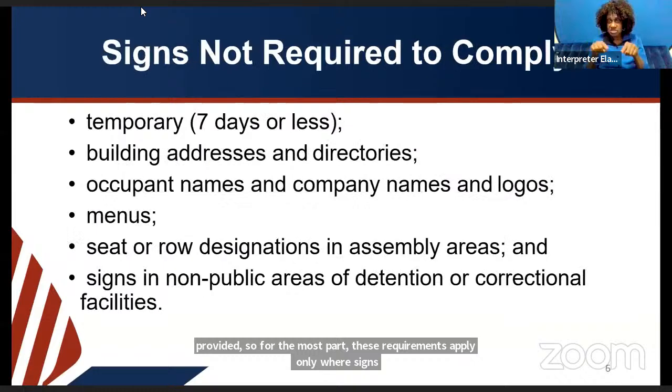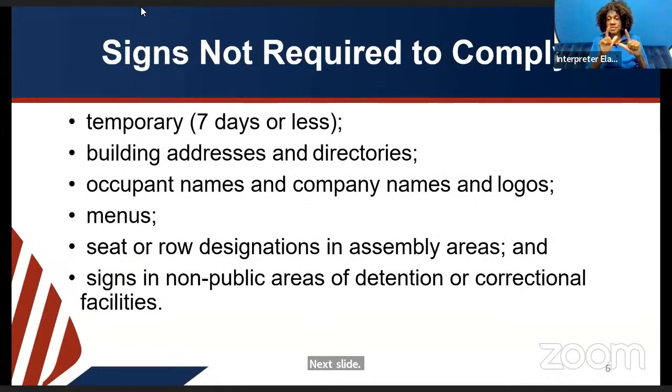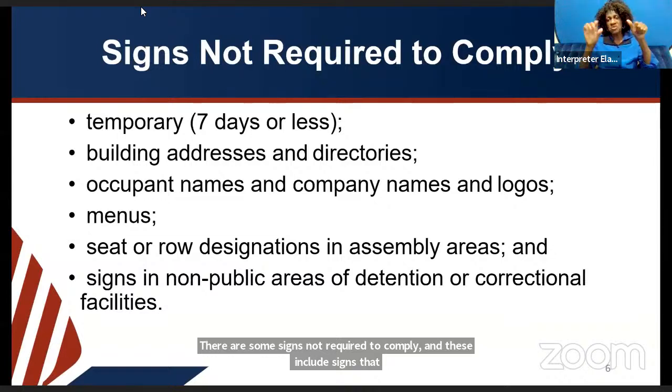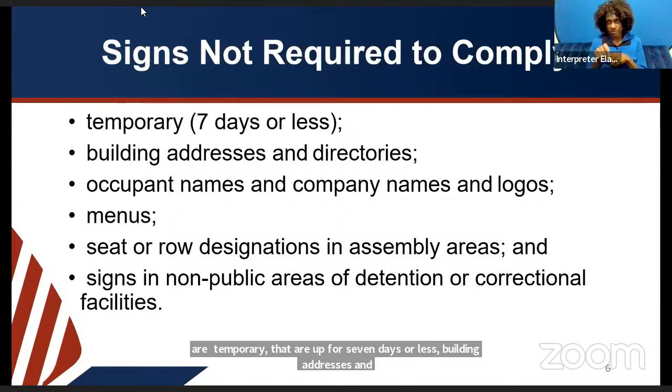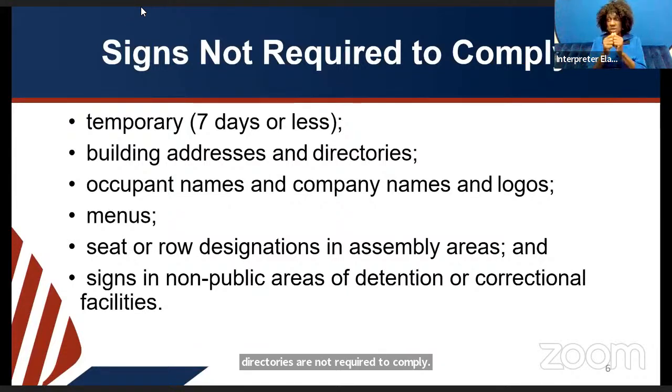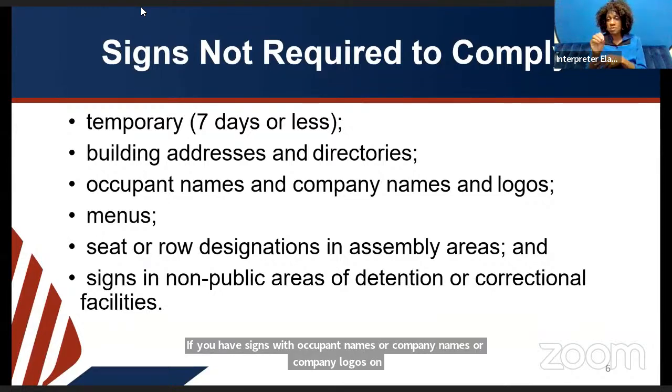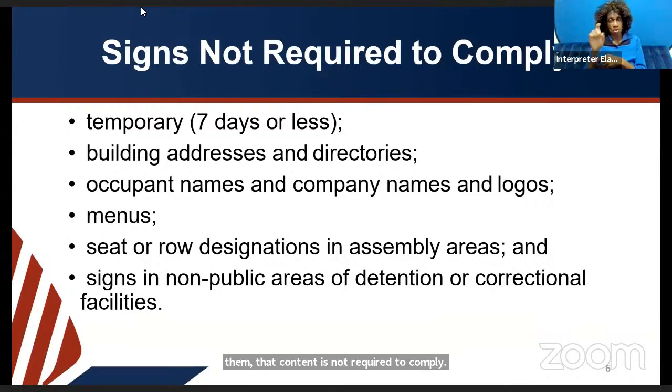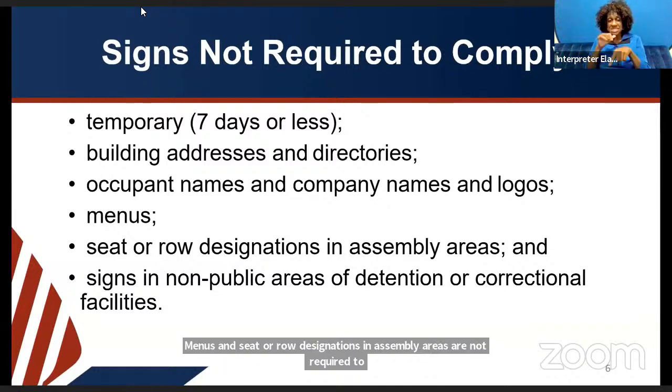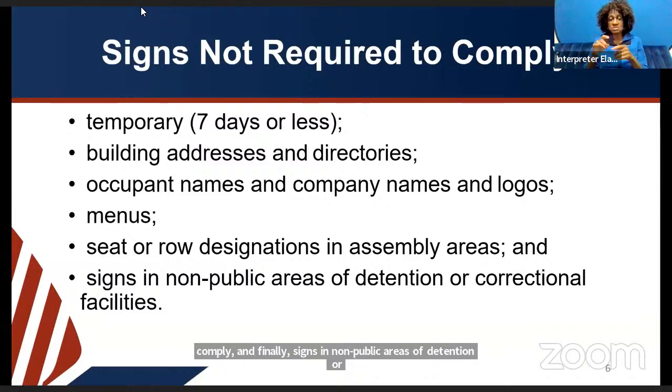Next slide, slide 6. There are some signs not required to comply, and these include signs that are temporary, that are up for 7 days or less. Building addresses and directories are not required to comply. If you have signs with occupant names or company logos on them, that content is not required to comply. Menus and seat or row designations in assembly areas are not required to comply. And finally, signs in non-public areas of detention or correctional facilities are not required to comply with these requirements that we're going to be discussing.